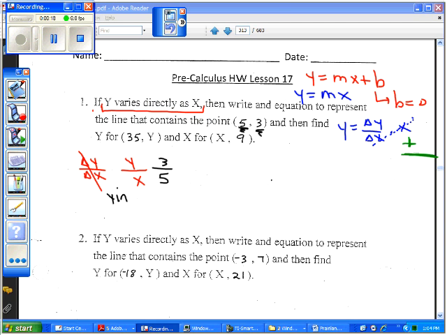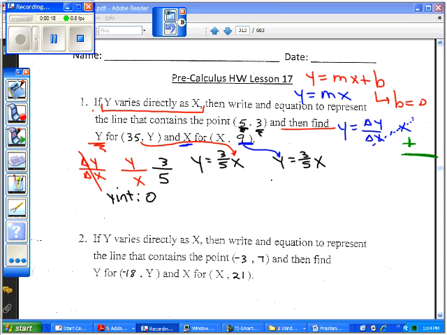Now, I already know what my y-intercept is. The y-intercept with direct variation is 0 every time. So what's my equation going to be? y equal 3/5 x. We only needed one of those, but we're fixing to answer the next question. It says, and then find y for x equal 35. That means we're going to put 35 in place of x and solve for y. The next one says find x for y equal 9, and that time it's giving us the y.